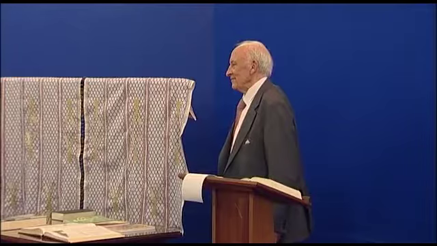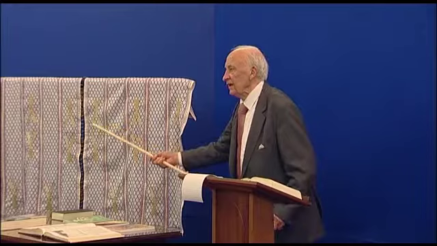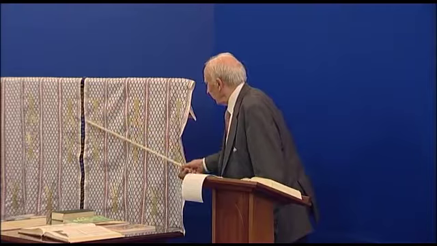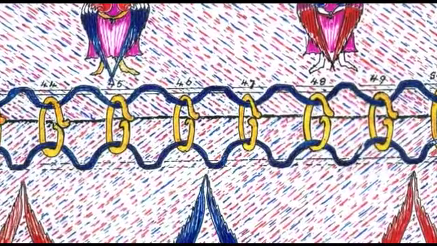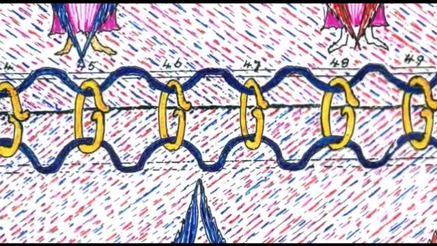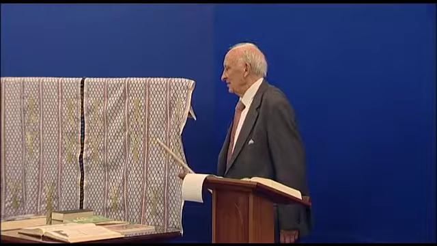But then the instructions that we read tell us how that plurality was made into a unity. You shall have 50 loops of blue on one selvage, and 50 loops of blue on another selvage, and you shall make 50 clasps of gold, put them through the loops, that the tabernacle may be one. So it was a unity. It was a plurality in unity.